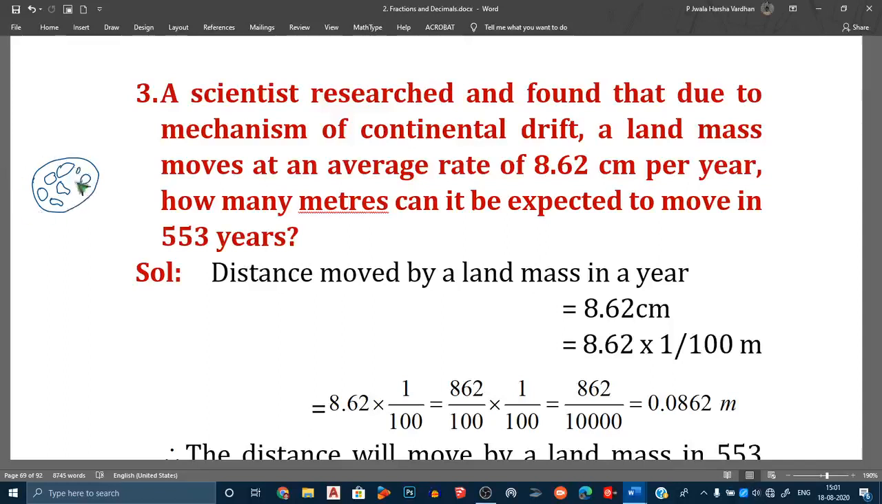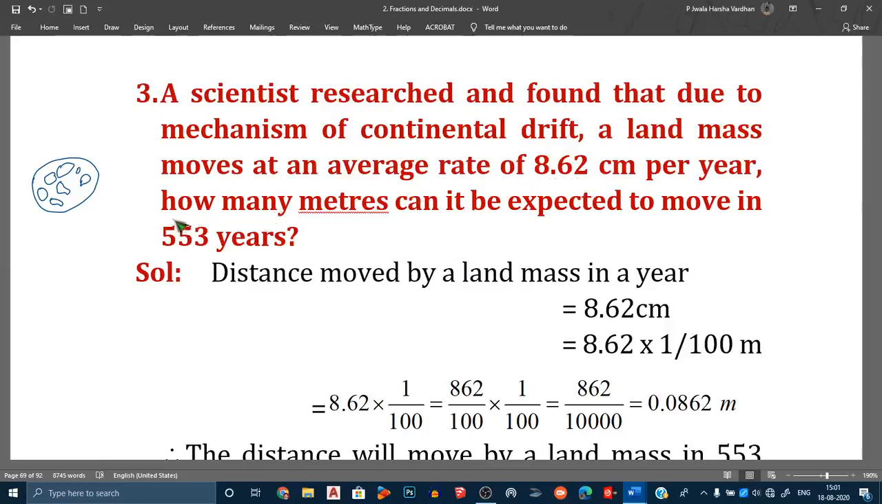According to the movement of the earth, they will move, but that movement is a very small amount, which is given here. Observe here, the average rate is just 8.62 centimeters per year only. Per year, 8.62 centimeters only they will drift. According to the size of the continent, you can observe how much it is shifting, which is very nil. 8.62 centimeters is a small value.